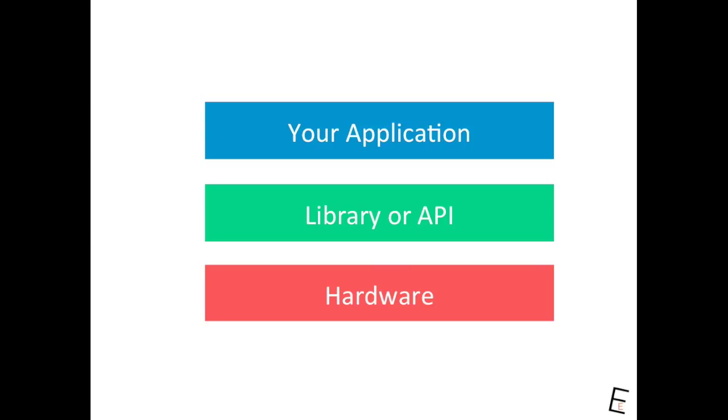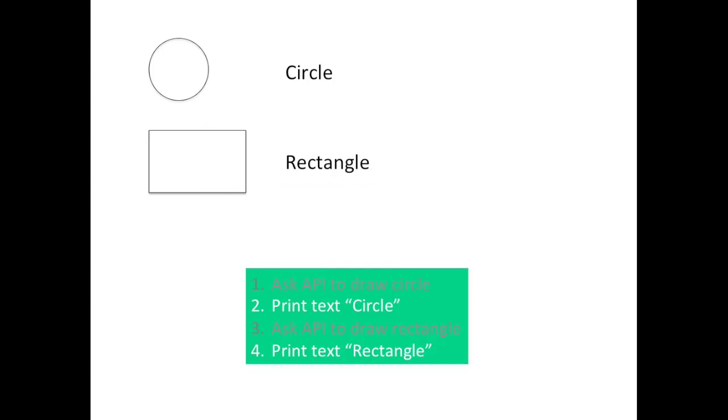And now applications can use libraries to control the hardware. They need not directly do everything. So now say the same example where you want to draw a circle and print circle next to it, and a rectangle and print rectangle next to it.